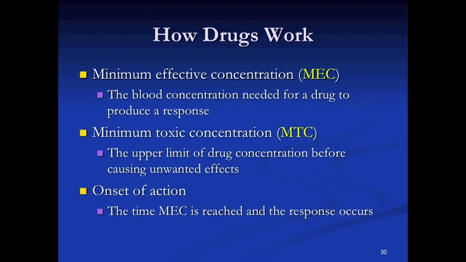When viewing a blood concentration time profile, there are some definitions to keep in mind. The minimum effective concentration, or MEC, is the lowest concentration at which a drug can produce an effect. Minimum toxic concentration is the lowest concentration at which the risk for undesirable effects is increased. Onset of action is the time that it takes for the minimum effective concentration to be reached and an effect to be produced.